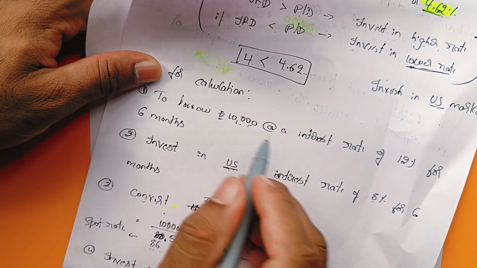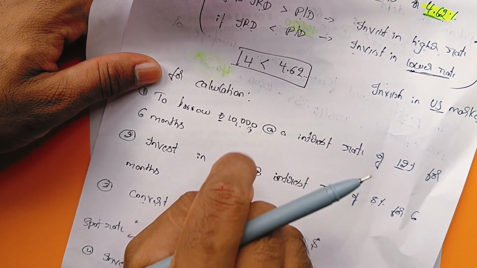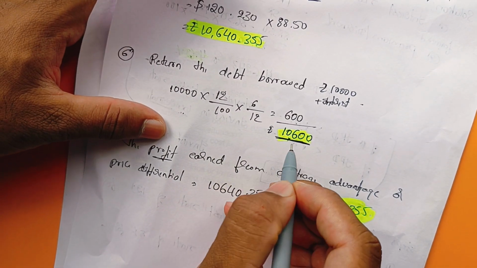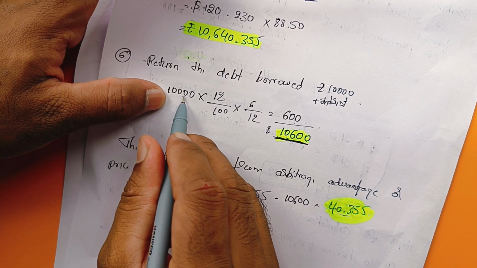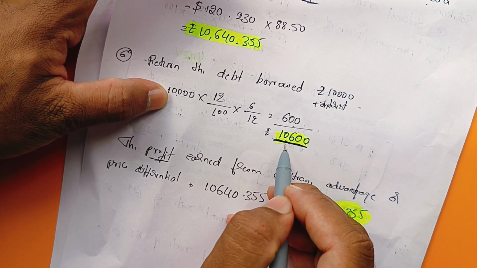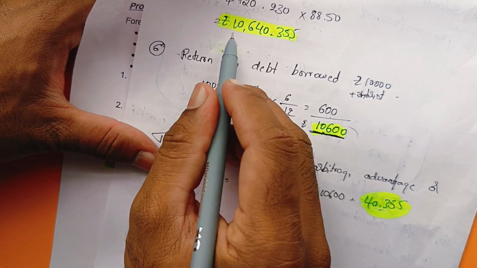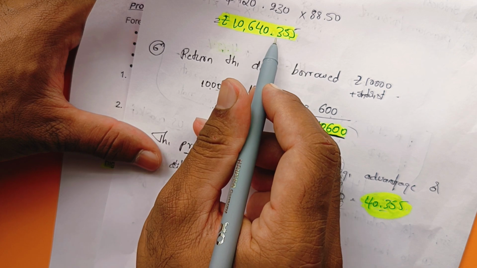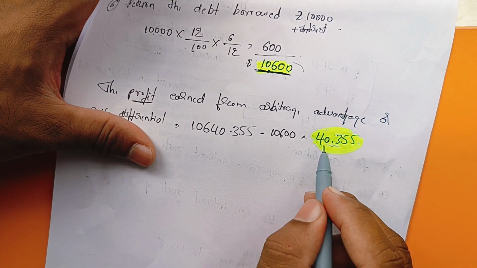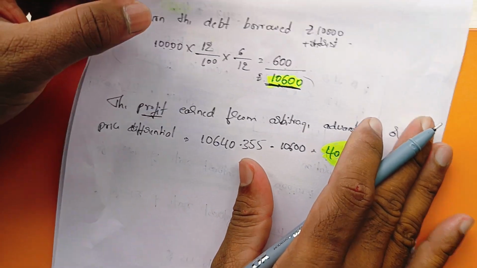Then the last one is, initially we borrowed rupees 10,000 at a rate of 12%. We need to return this amount. This is a loan for us, a debt for us. 10,000 is the initial amount, the principal amount, plus interest of 600. The total amount is 10,600. This much we need to return. We had cash of 10,640.355. We need to return 10,600. Then obviously the profit is 40.355.